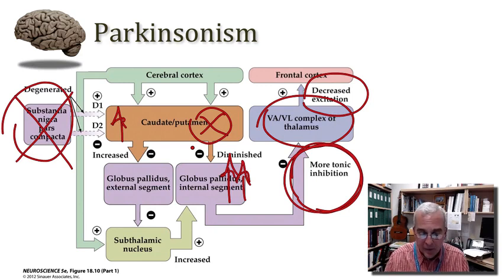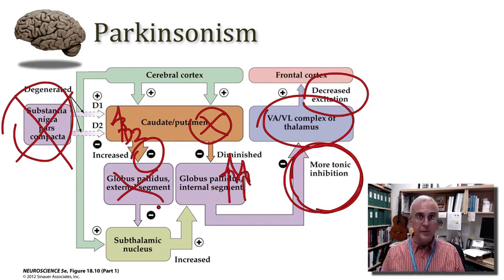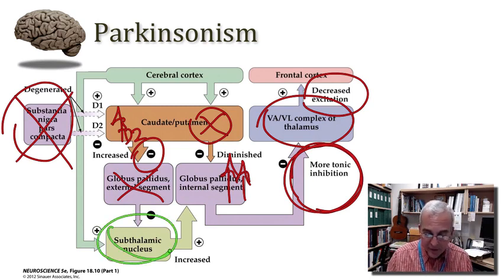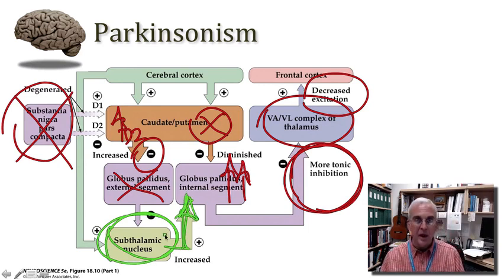Matters are made worse by the absence of dopamine on our D2 receptors, which means that we cannot suppress the activity of this indirect pathway. So we have a lot of inhibition coming out of the indirect pathway, which will shut down the external segment of the globus pallidus. And that means that it's likely that we will have disinhibition of the subthalamic nucleus. So the subthalamic nucleus is the main culprit here, because it's driving the increased tonic outflow from the internal segment of the globus pallidus.